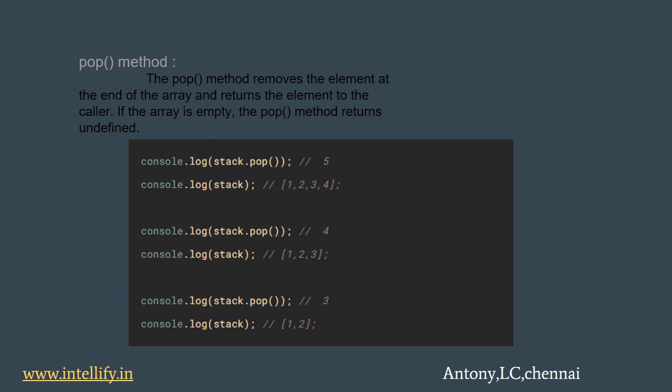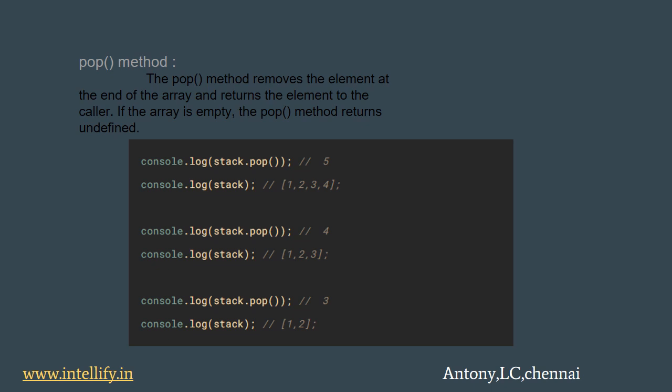So next, what is meant by the pop method? The pop method removes the element at the end of the array and returns the element to the caller. If the array is empty, the pop method returns undefined. In the example, we call stack.pop. In the previous example, we entered 5 elements into the stack using the push method. Now we are removing the element at the top.